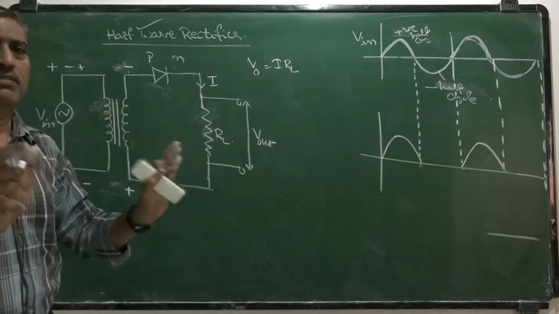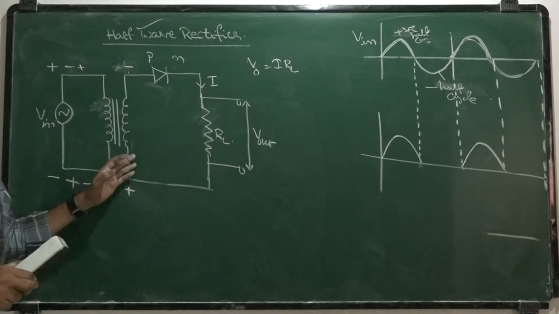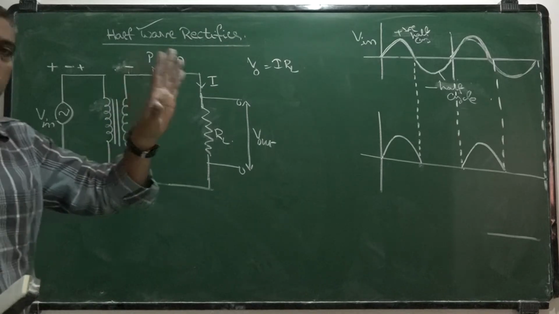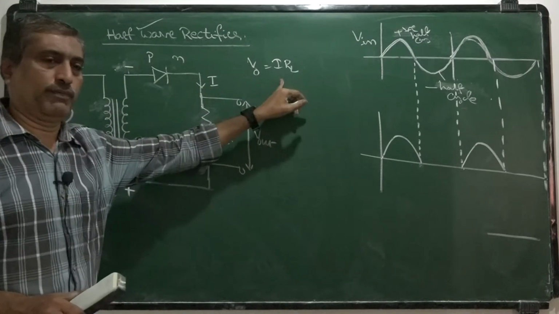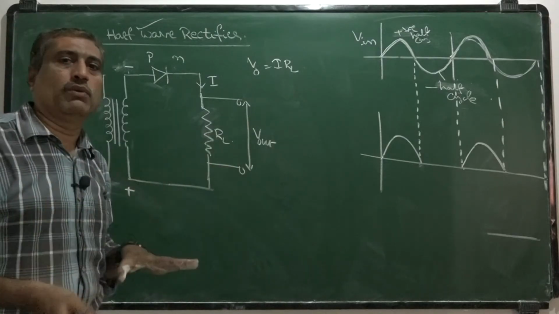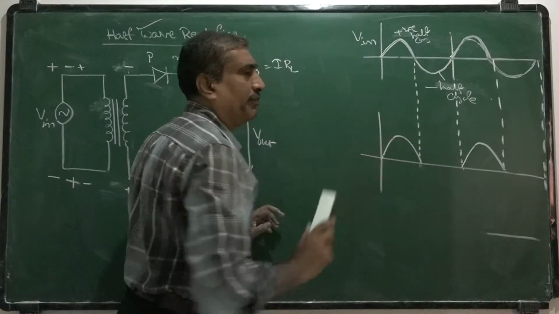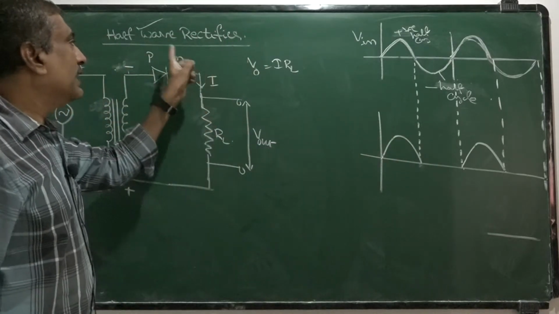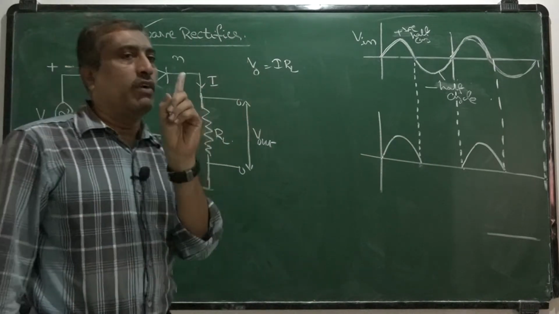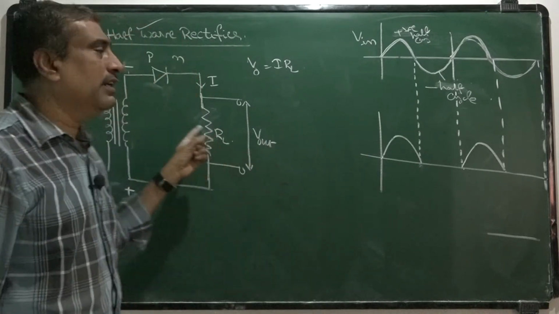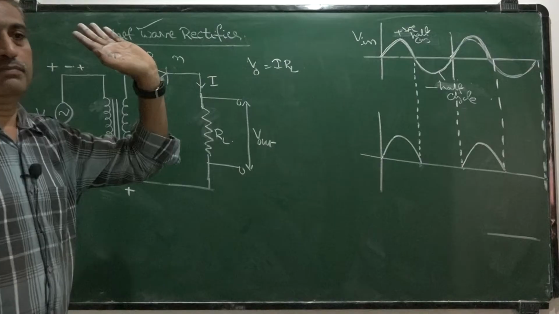The simple working of this half wave rectifier is: during the positive half cycle, this PN junction diode conducts and gives output. But during negative half cycles, it does not conduct and does not give output. That's why, as it is rectifying only one half of a cycle, this is called a half wave rectifier.